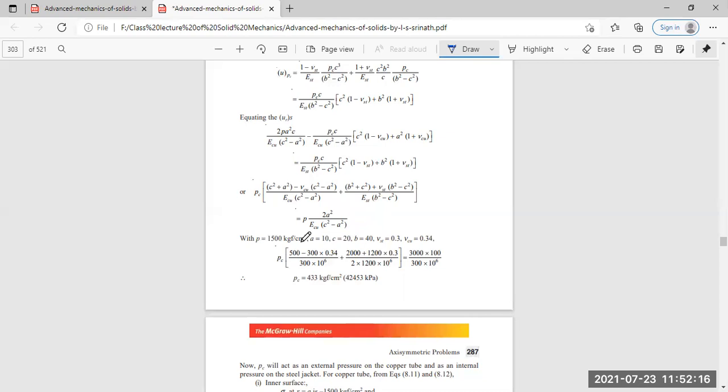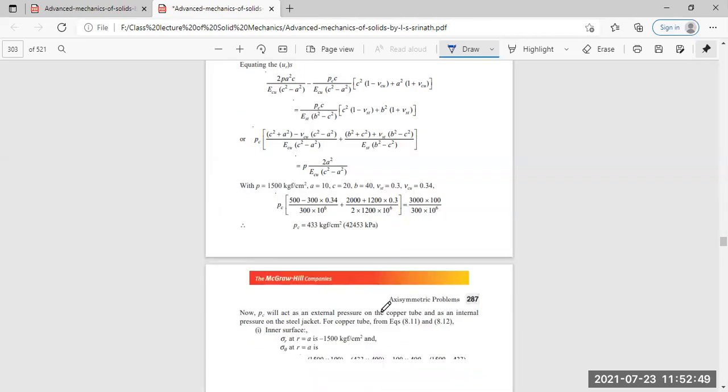So P is equal to 1500 kg per centimeter square, you know. A is given as 10 centimeter, C is 20 centimeter, and B is 40 centimeter. V steel is known as 0.3, V copper is known as 0.34. If we put all of them in place and simplify, we get PC equal to 4.33 kg per centimeter square, which is equal to 422.453 kPa. Now we got the value of PC.